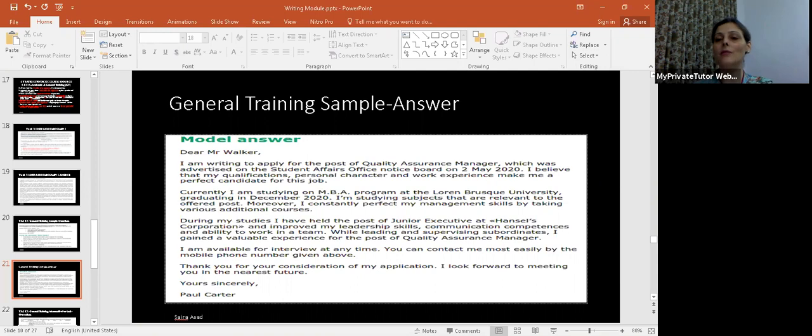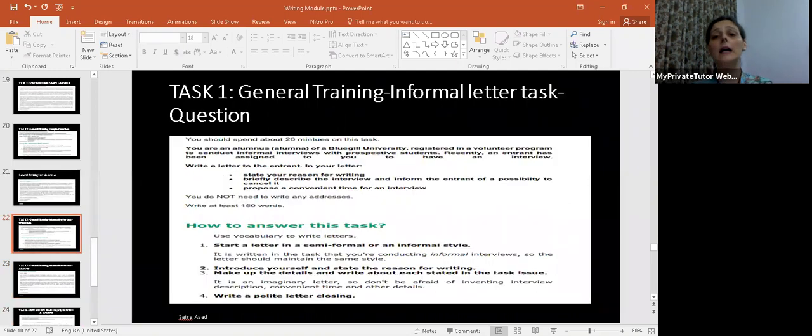That is a formal letter. This is the way you're going to distribute your paragraphs and your information, what you should write in the first paragraph, the second, the third, and the last, the closing. Then an informal letter is also going to be there. The same pattern is going to be followed.